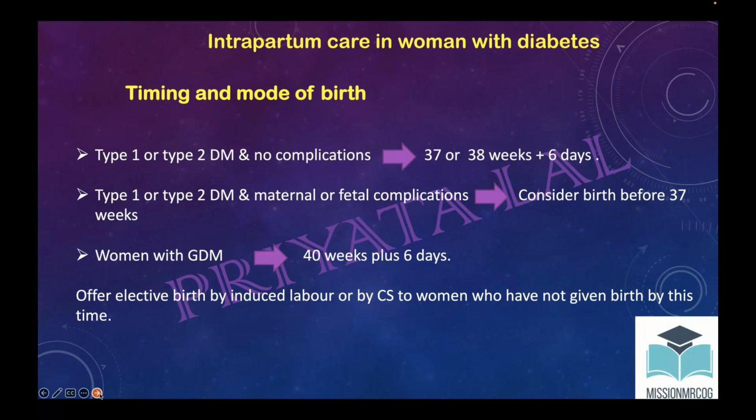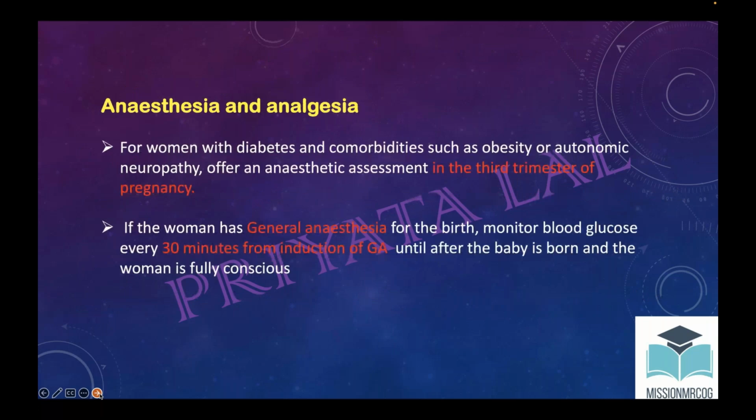Now, usually in the third trimester, they would be meeting with the anesthetists to discuss pain relief options. Because if there is comorbidity, such as the patient being diabetic and obese, and if any autonomic neuropathy is there, then the high risk patient should have an anesthetic assessment in the third trimester of pregnancy.